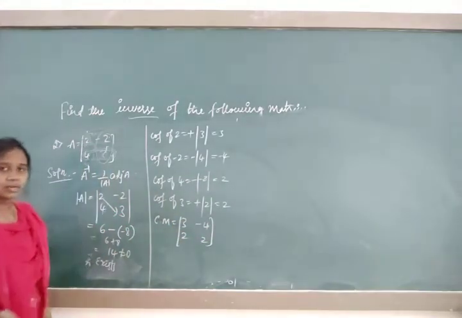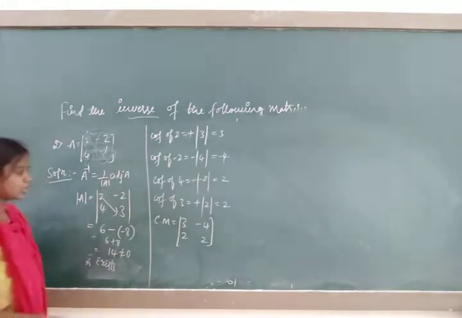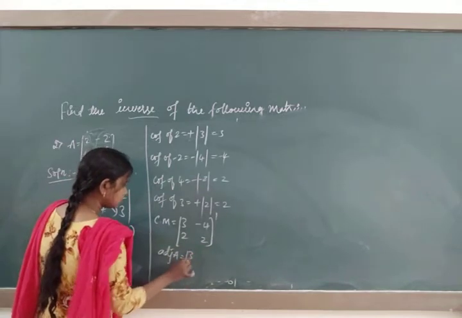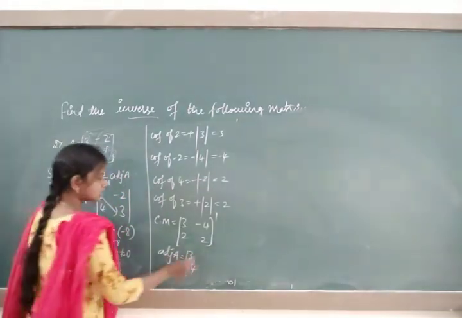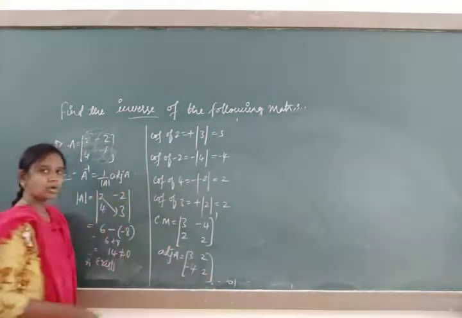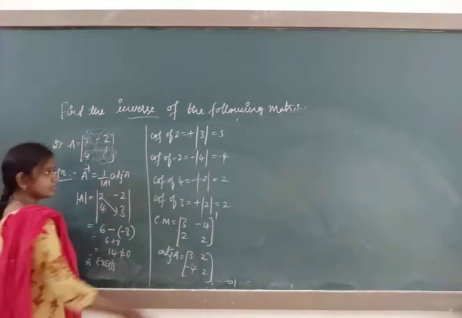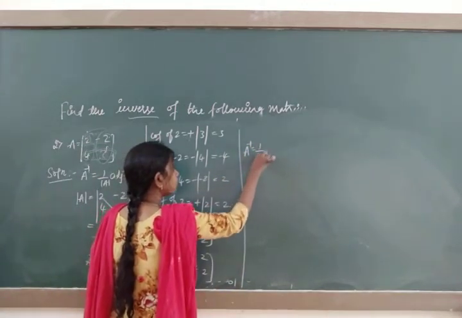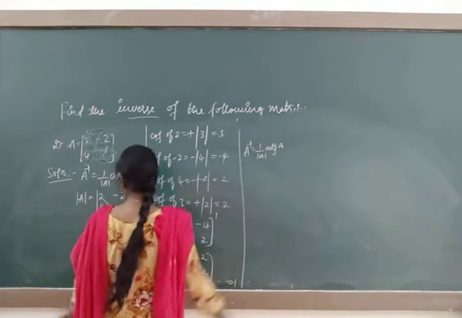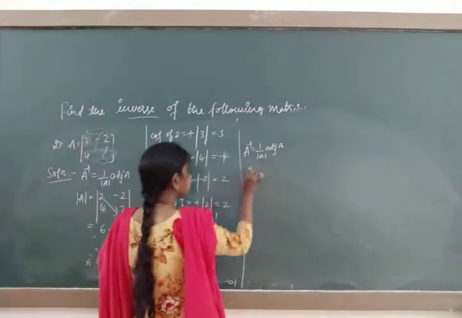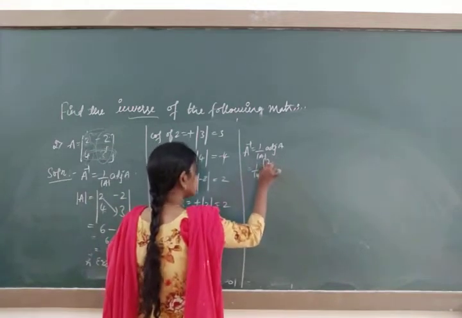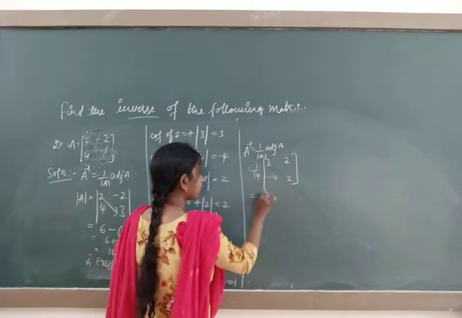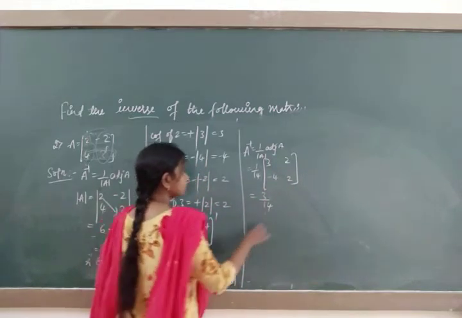But we don't want the cofactor matrix, because in our formula it's adjoint A. Take the transpose: the first row will become the first column, the second row will become the second column. Now substitute in the formula. What was our formula? A inverse equals 1 by determinant A into adjoint A. The determinant A value is 14. Adjoint A is this one. It's a scalar, so multiply or divide throughout by 14.